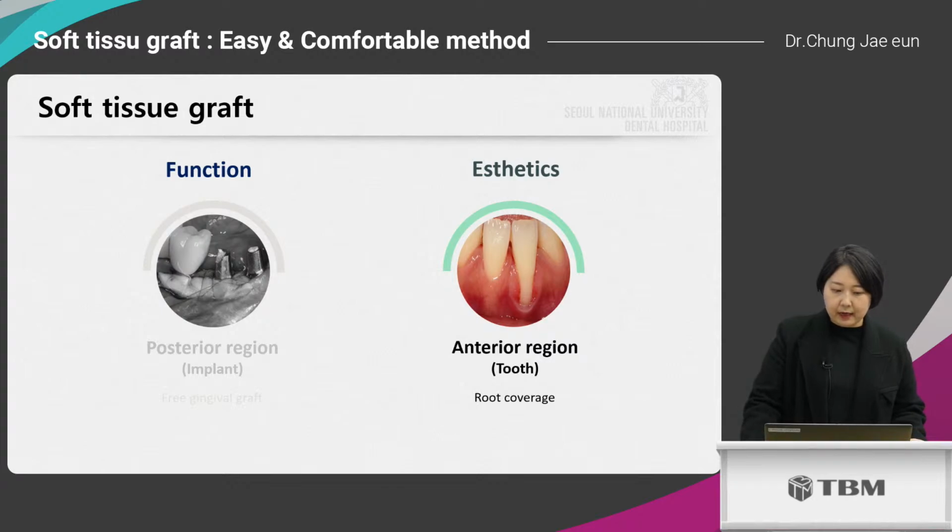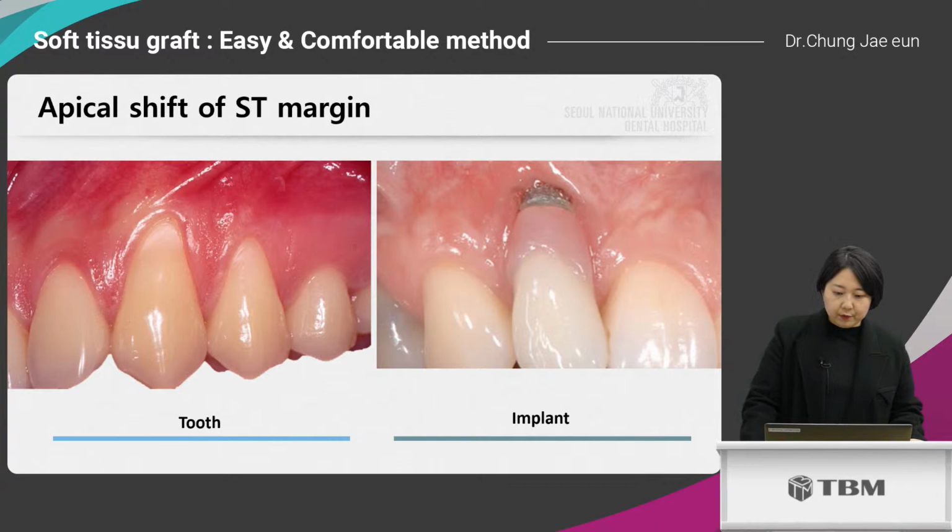Next, we will look at the case of soft tissue graft in the anterior region for aesthetics. We can do the soft tissue graft for both tooth and implant, but today I will tell you about the soft tissue graft around the tooth mainly. Soft tissue management is required when the gingiva goes down apical like this, especially in the anterior region.